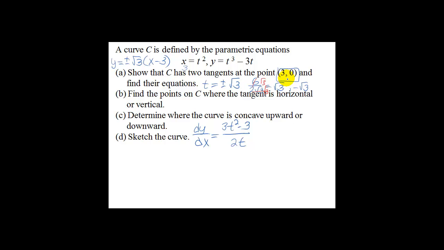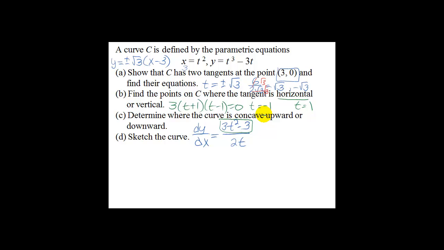Now part B: find the points on the curve where the tangent is horizontal or vertical. First of all, we can figure out the horizontal by finding when dy/dt equals 0, and that would be 3t squared minus 3. We'll factor the 3 out, which leaves t squared minus 1, which factors into (t plus 1)(t minus 1). We're interested in where that equals 0. So it looks like there are two places where the tangent is horizontal, when t equals negative 1 and when t equals 1.